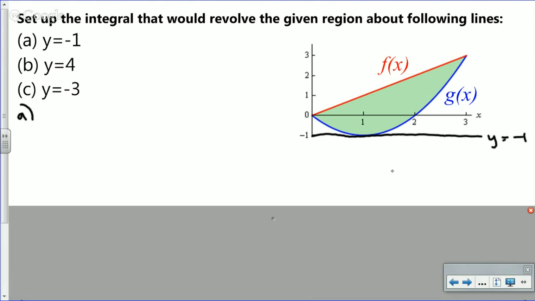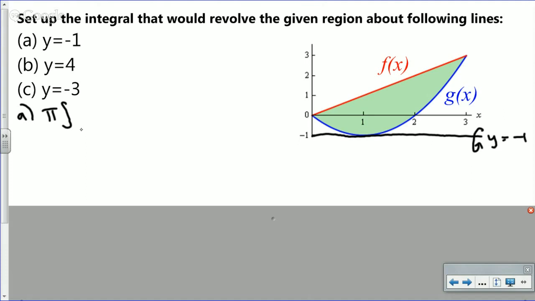Okay, now decide if this is going to be disk method or washer method. This is going to be washer method. How do I know? Because there's some empty space between the region I'm revolving and my axis of revolution, right? There's a little empty space here and here. Okay, so the formula I'm going to use is pi times the integral.